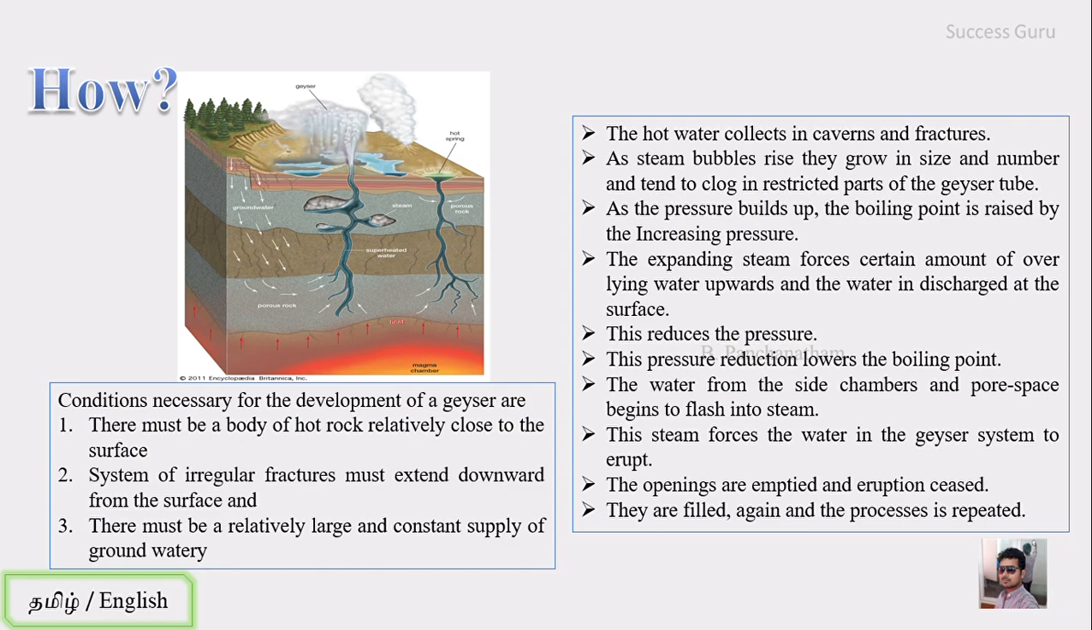As the steam is converted and moves out, the chambers are emptied, and when the chambers are emptied, the eruption is finished, that is, it ceases, and then they are filled again. Once again, when there is free space in the chamber, the water is recharged and fills the chambers, and the process takes place again. So this is how the geyser works. This is the process of formation of a geyser.